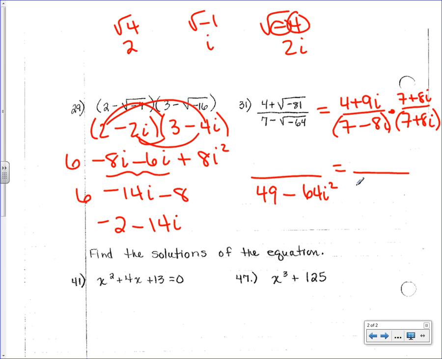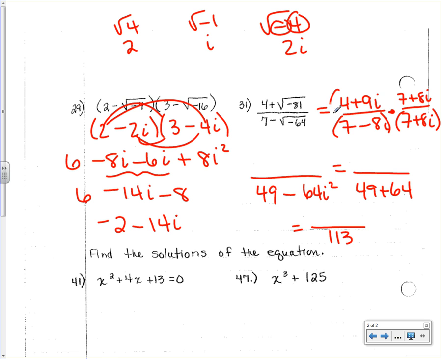So that's 49 plus 64. Do you guys get that by now? Because i squared is a negative, so it changes your sign, right? And then what is 49 plus 64? Use a calculator, or your brain. 113, okay? So did I get rid of the i or the root in the denominator? Yes. So now I feel confident that I probably did it okay. I'm going to go ahead and do the numerator.